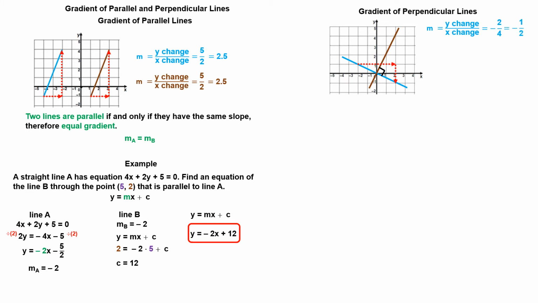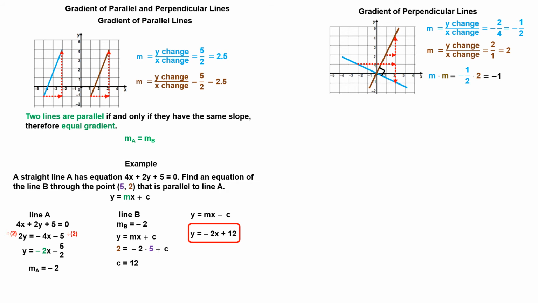Let's find the gradient of the brown line. X change is 1 unit to the right and 2 units up. The gradient is positive. You should notice the gradients are negative reciprocals. So the product of them is minus 1.